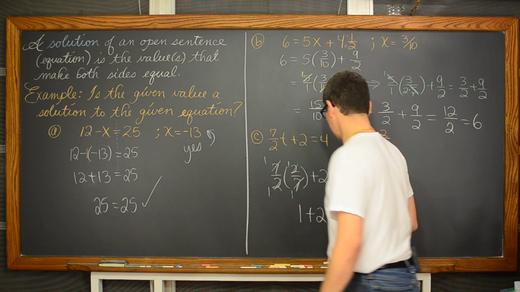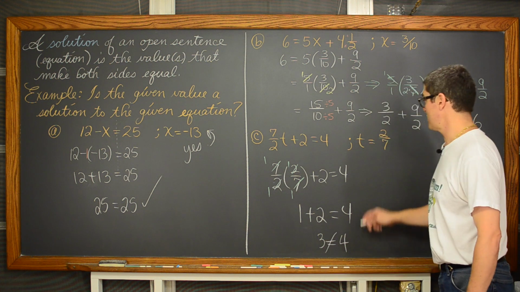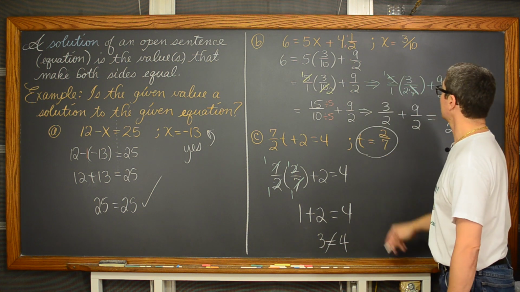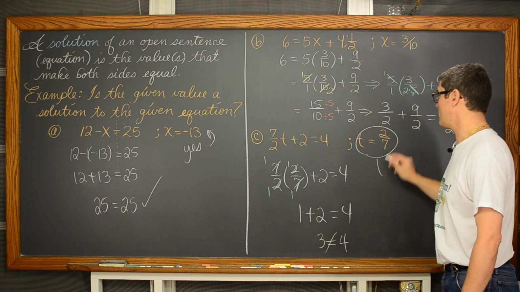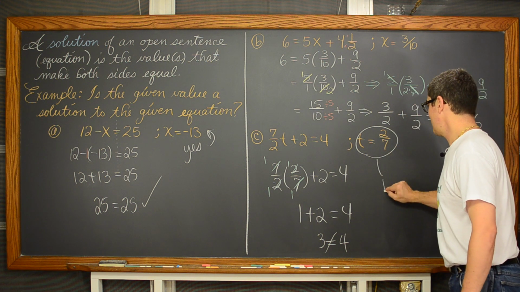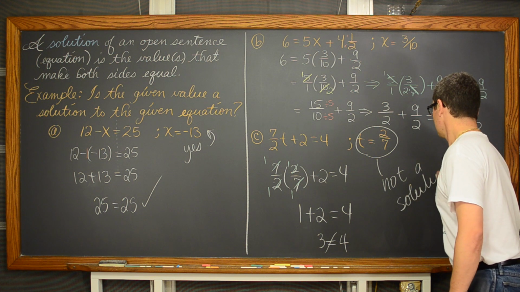Well, sorry for the static there. And now we've got 3 is equal to 4. No, I don't think so. So this is not, I kind of stopped checking that with this one here, but t is equal to 2 over 7. 2 over 7 is not a solution.